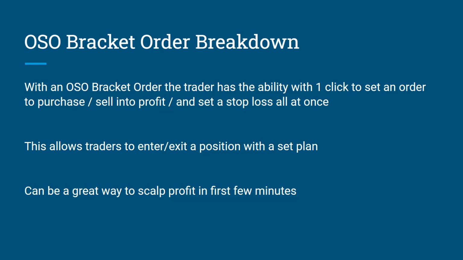With an OSO bracket order, the trader has the ability with one click to set an order to purchase, sell into profit, and set a stop loss all at once. This allows traders to enter and exit a position with a set plan. This can be a great way to scalp profit within the first few minutes of opening bell.